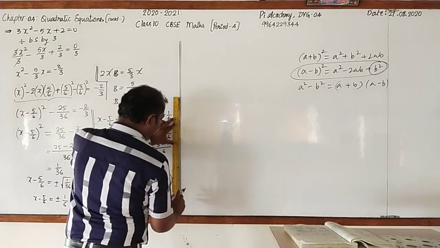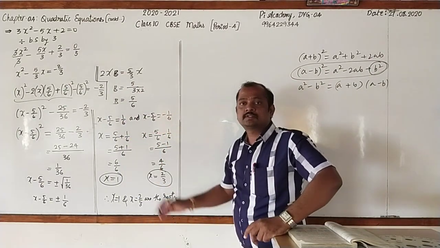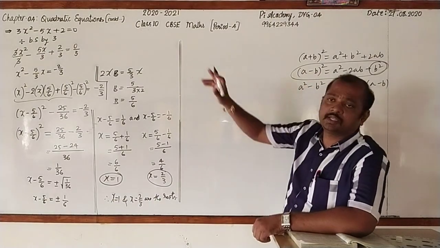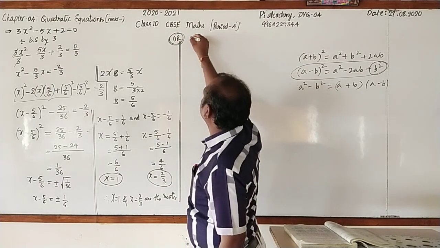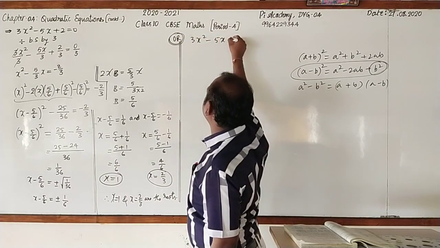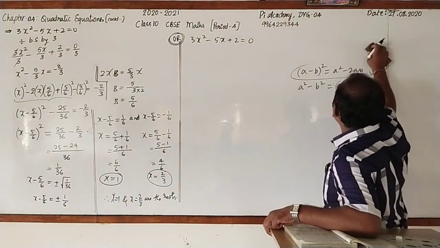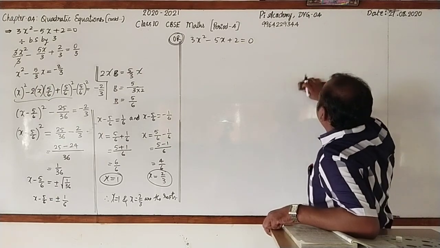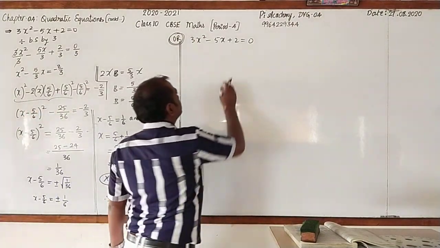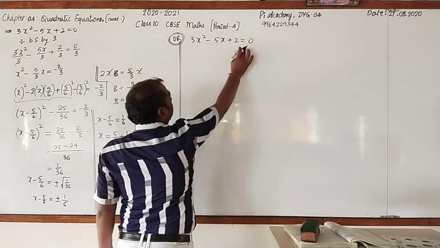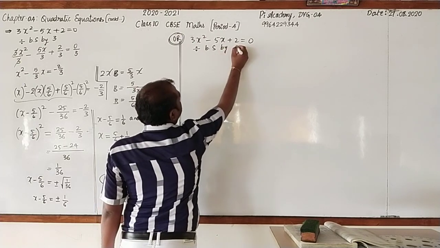First, let me write the given equation as it is. Hope that you have understood this statement, the steps used to solve this quadratic equation. Another method. Observe this. 3x square minus 5x plus 2 equal to 0 is the given quadratic equation. Again, you have to observe the coefficient of x square. Is it a perfect square? No. Hence, it should be divided by this coefficient. Divide both sides by 3.